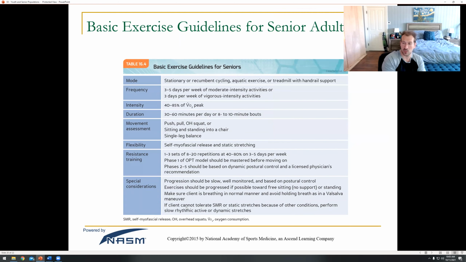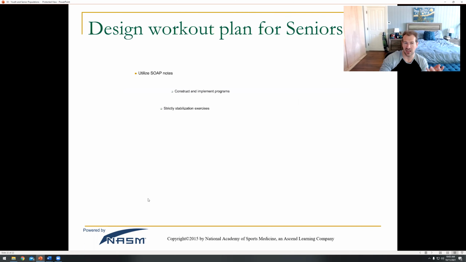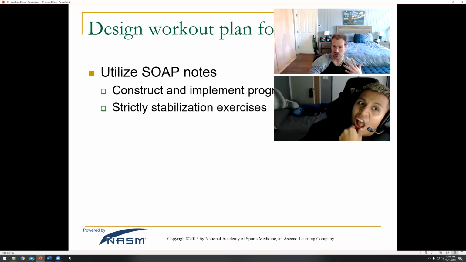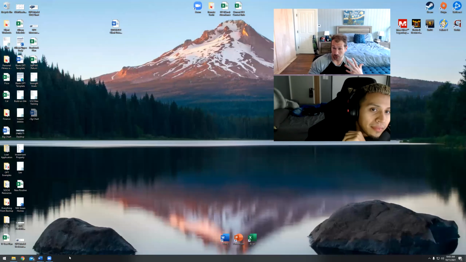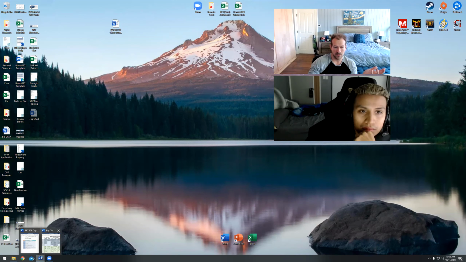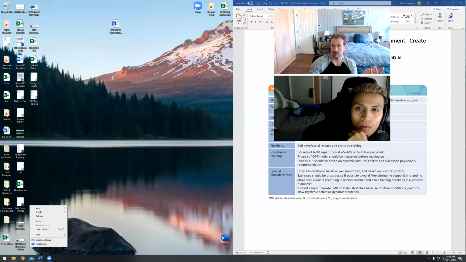And then be cautious with your foam rolling. If they can tolerate SMR and static stretches, great, do it. But if they can't, then instead you can do slow rhythmic stretches and avoid the foam rolling. Again, due to that really inelastic connective tissue, if the foam rolling is super painful and they just can't tolerate it, it's not worth it. They're going to tighten up worse than anything. So we do want to be kind of cautious there.